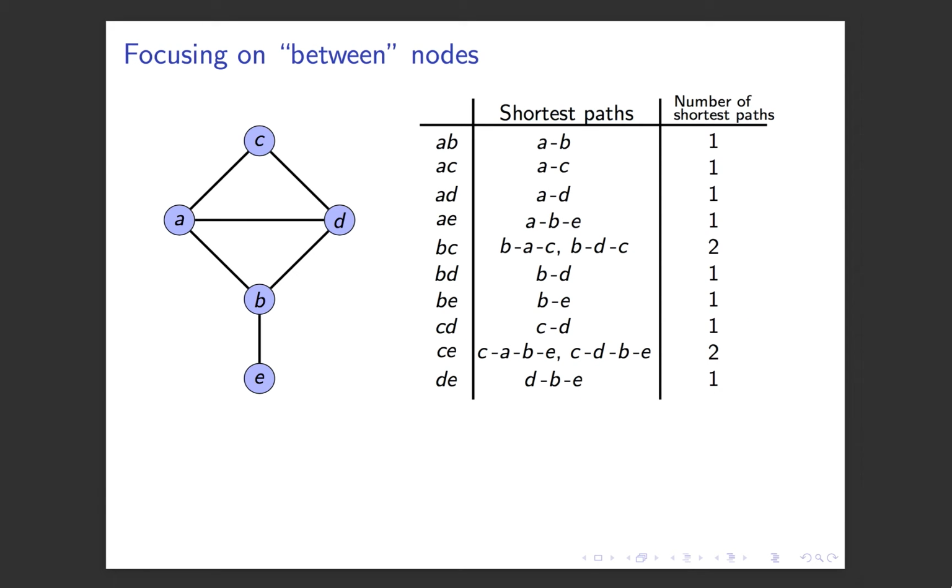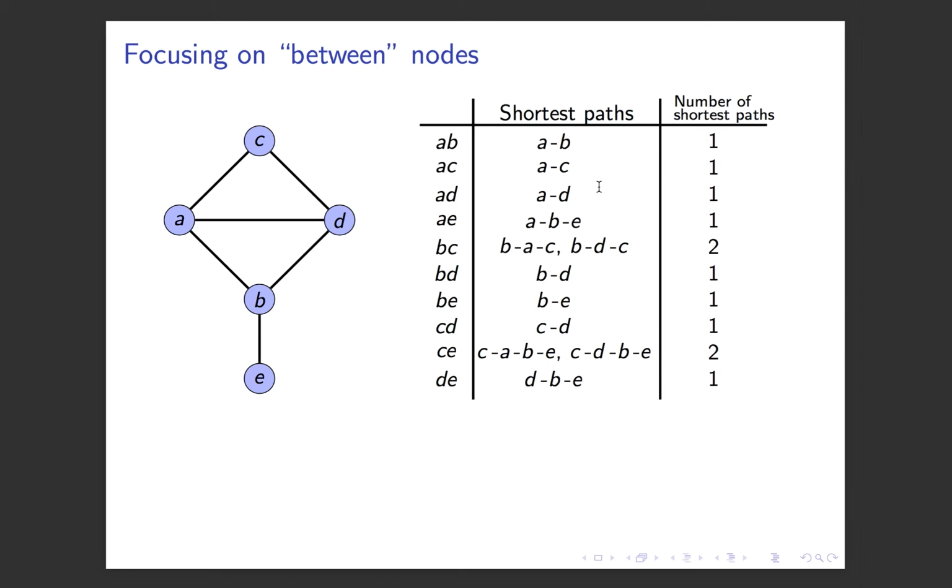In our next step, what we want to do is start reducing down this table so that it only focuses on between nodes. This is our primary interest for betweenness centrality. Between nodes are going to be nodes that appear in the middle, not at the start or end, but in the middle of a shortest path.